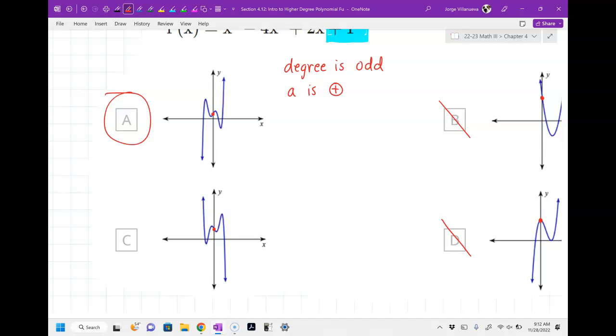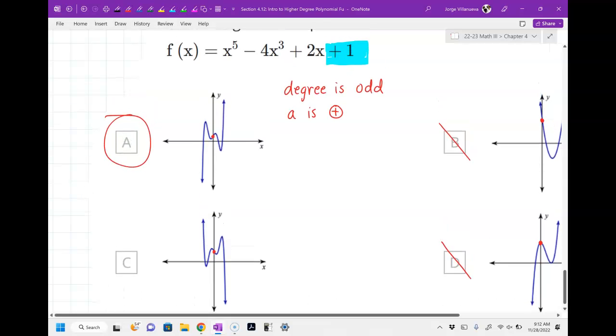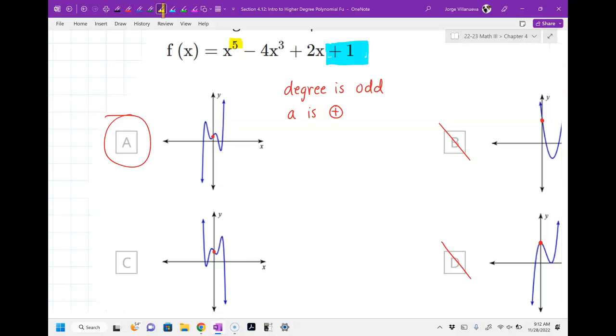You don't have to sketch anything, but you do have to know how to identify the graph. The last thing would be to check the maximum number of turns. How many turns should it have? If you look at this number, the 5, it has a degree of 5, so how many turns is it supposed to have? 4, one less.